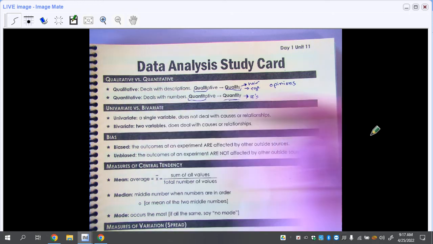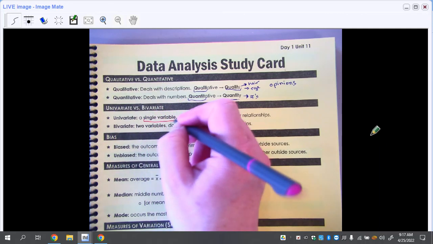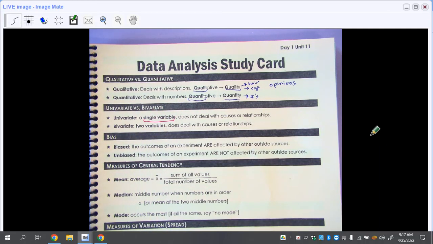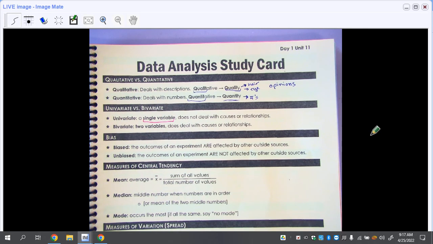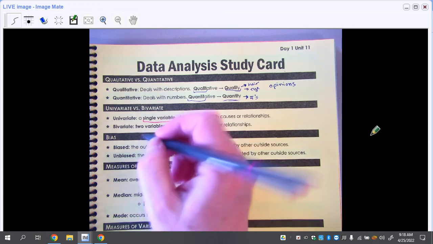Next piece we have here is your univariate. That is a single variable. That means you're looking at one piece of information. You can't figure out if there's any kind of a connection because you're just looking at one thing. So maybe you're looking for the average age of students in high school, or you're looking for the average age of people who like a certain kind of soda. So our univariate means that you're looking at one thing.